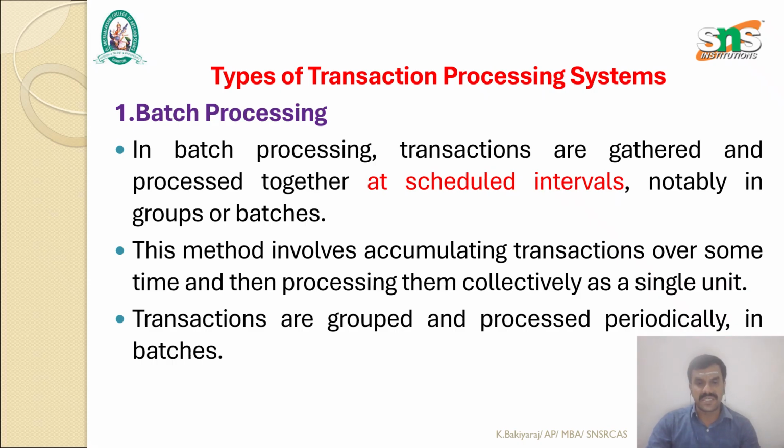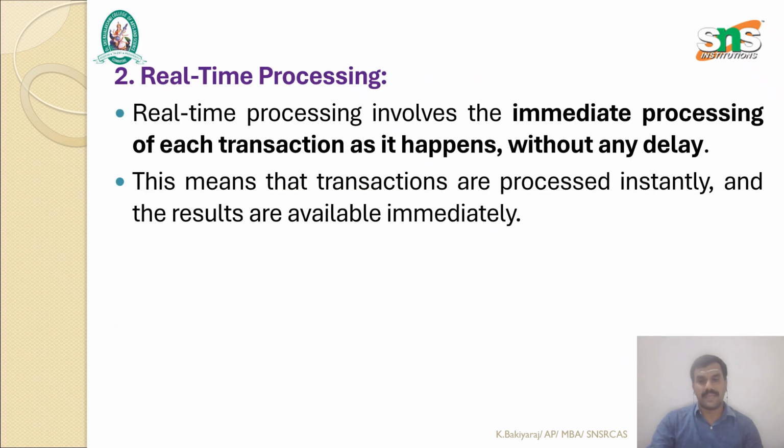And now we are going to discuss the different types of transaction processing system. The transaction processing system is carried out in two different parts. One is batch processing, and the next one is real-time processing. Real-time processing involves the immediate processing of each transaction as it happens without any delay, and this means all the transactions are processed instantly with the results available immediately.